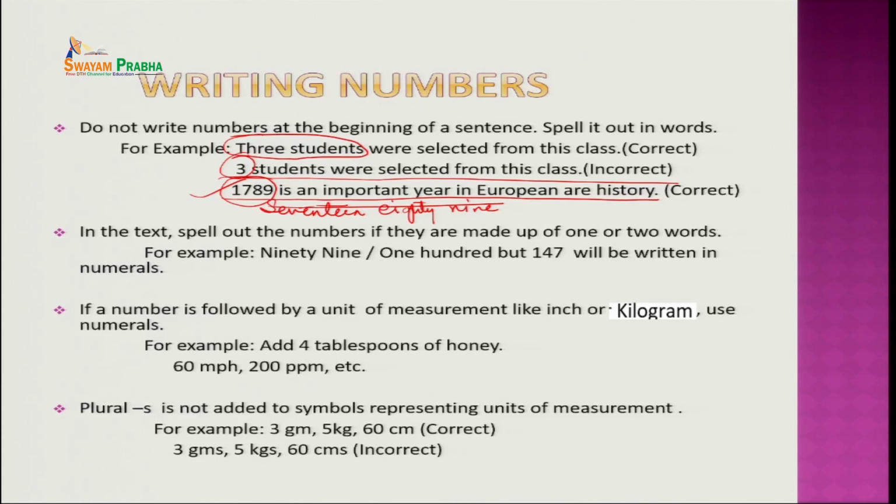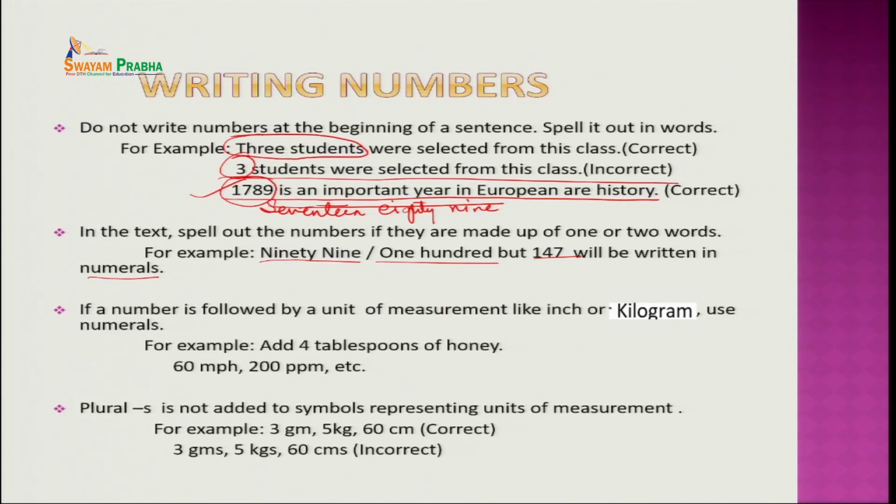Now moving further, spell out the numbers if they are made up of one or two words. For example, 99 will be written in word form, and 100 too, but 147 will be written in numerals. Obviously, you cannot write out 147 in words; it will look odd. So remember that if the numbers are made up of one or two words, they should be written in word form. If they are of three words, obviously they will be written in numerals.